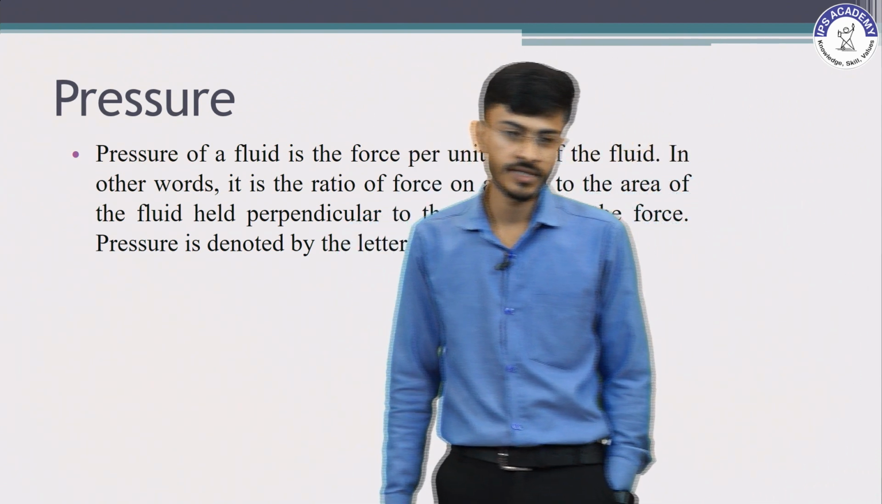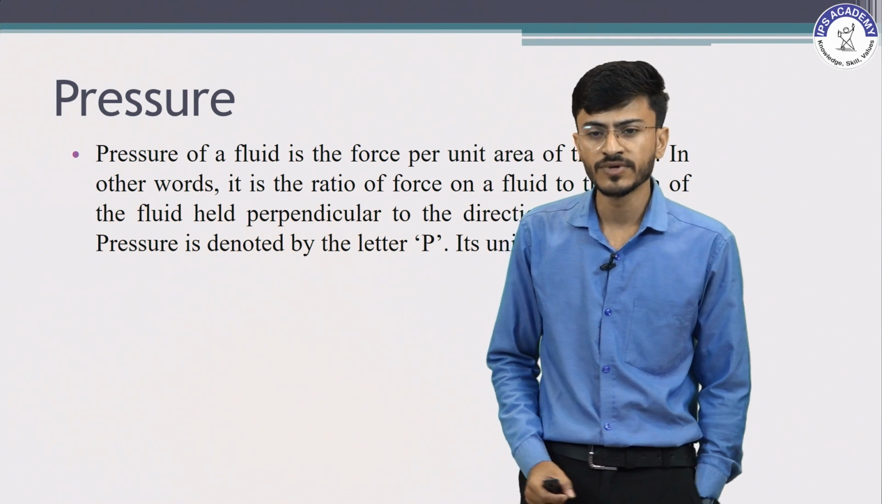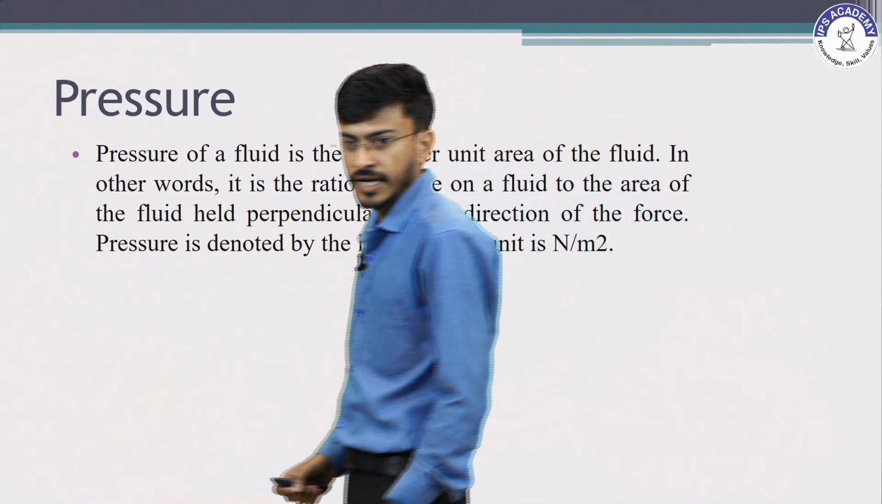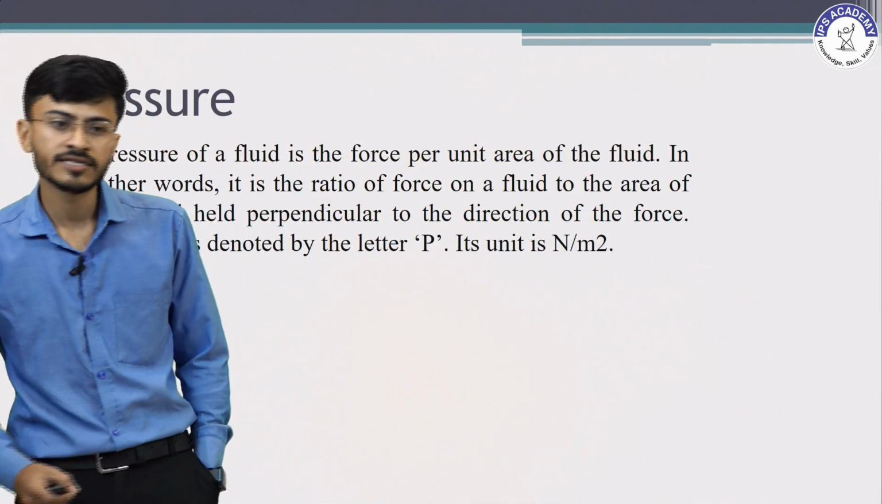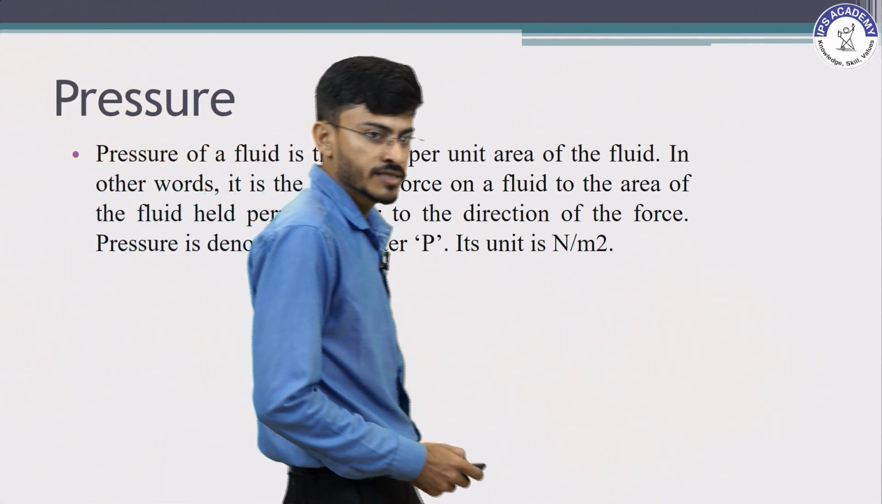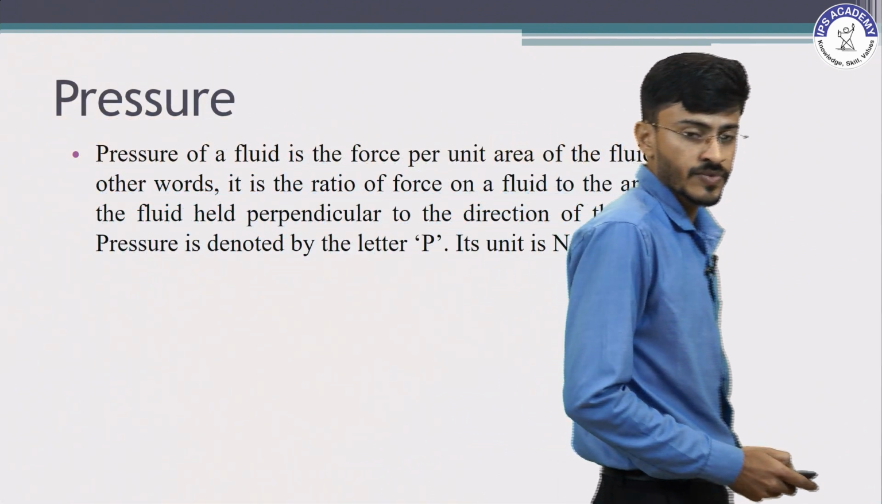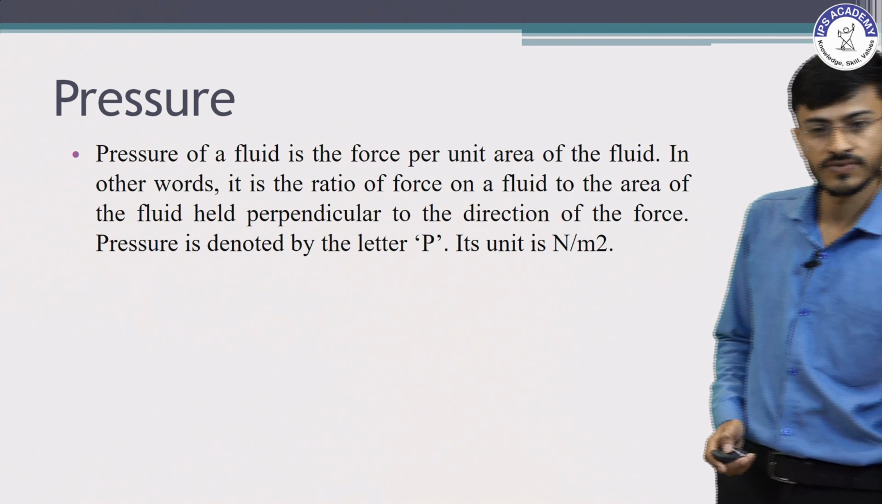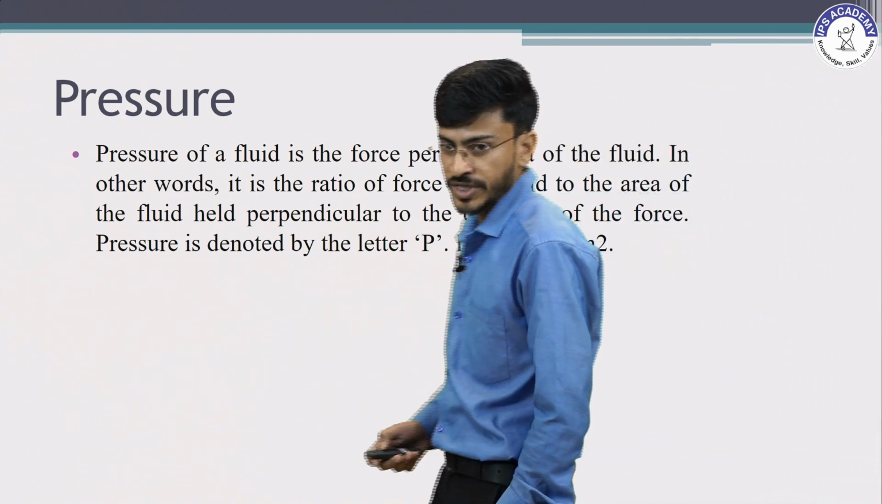In other words, it is the ratio of force in a fluid to the area of the fluid held perpendicular to the direction of the force. Pressure is denoted by the letter P here, and if we see its unit, it will be Newton per meter square.